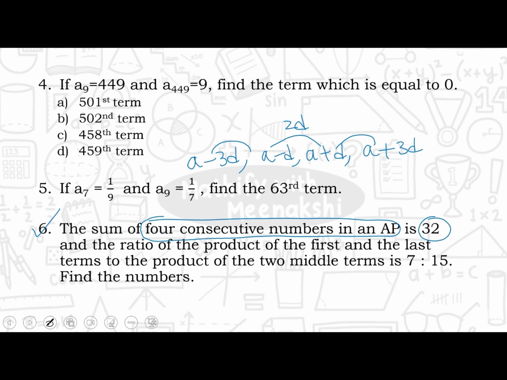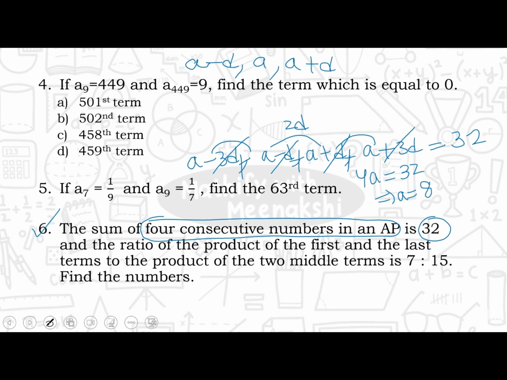Now why are we taking this? Because the sum is given, so you can simply cancel 3d with minus 3d and minus d and d. You are simply left with, you can replace the commas with plus because it's a sum, so 4a is 32, and from here we know the value of a, that is 8. That's why we are using this general form. I want to tell you one more thing, that whenever they ask for three consecutive numbers in AP, you can take a minus d, a and a plus d. Again, if they give you the sum, you can cancel d and d. Okay, so make a note of this.